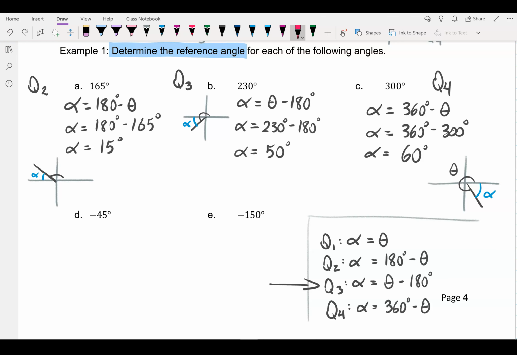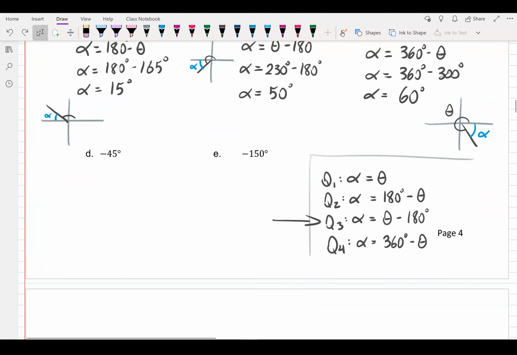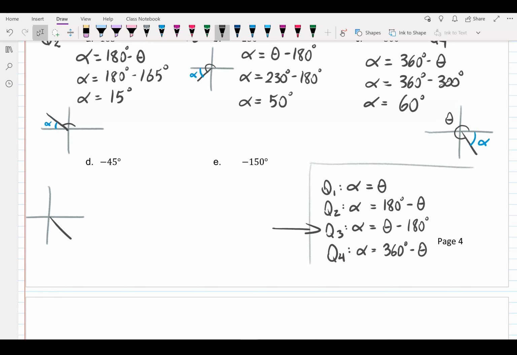For D and E, let's see what we have. Negative 45. Same basic idea. We should probably draw it to see what quadrant we're in. Negative 45 is down here. Okay, and in this quadrant, it says we're going negative 45.